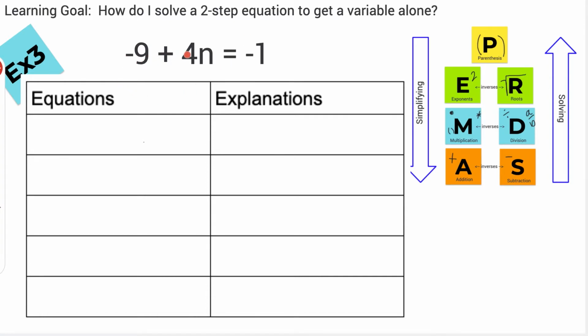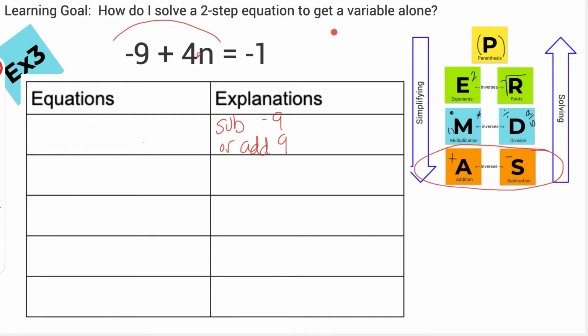Okay, -9 plus 4 times n equals -1. Here's my n. Okay, it's on this side of the equal sign. So I know I have to get rid of this times 4, and I also have to get rid of this plus -9. That's a bit tricky, you'll remember from last time. So I'm going to start, because I'm solving, by dealing with any addition or subtraction. This -9 is being added to n. So I have 2 choices here. I can subtract the -9. Okay, I can subtract the -9 from both sides, or I can just add 9 to both sides.